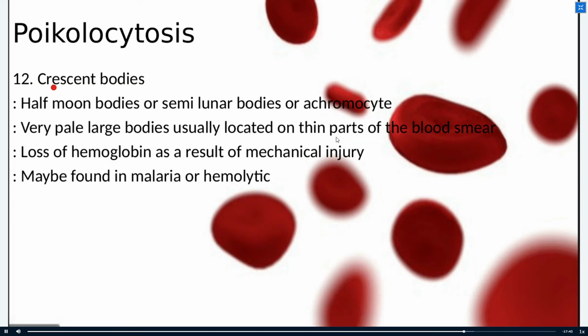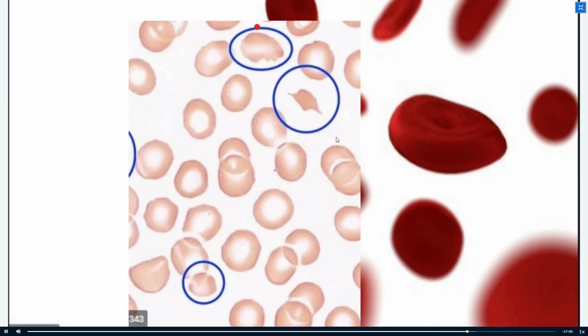Then another one would be your crescent bodies. So these are half-moon bodies or semilunar bodies of a chromocyte. Very large, very pale, large bodies usually located on thin parts of the blood smear. Usually caused by loss of hemoglobin as a result of mechanical injury. May be found in malaria or hemolytic diseases. So ito yung itsura nila.